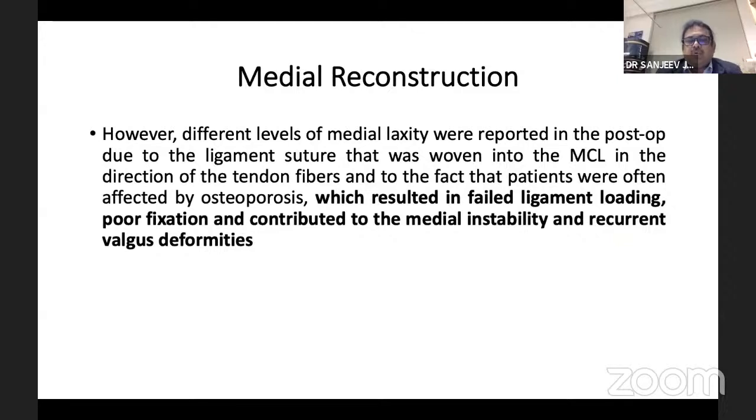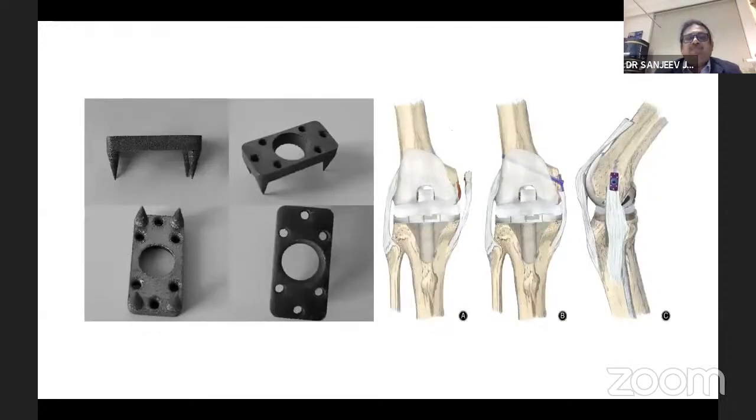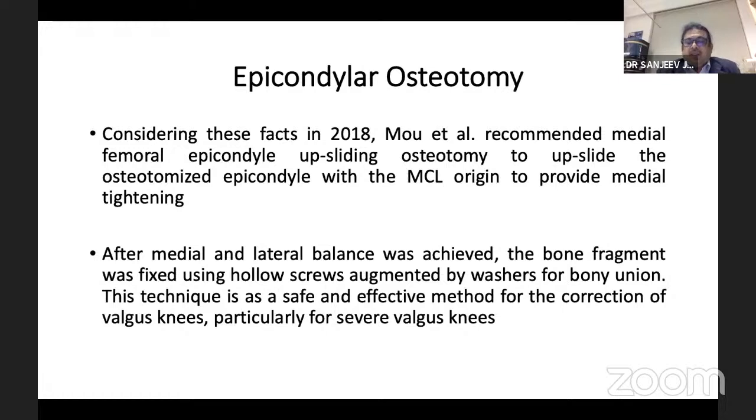But in osteoporotic bone, it remains a challenge or a problem, and that can lead to a failed procedure or recurrent valgus deformities. And this is the kind of implant or screws that has been recently described, which can give a better fixation, and you can address the medial insufficiency using a normal implant as well. The medial epicondylar osteotomy, which is a sliding up osteotomy, has been described, and which also provides an excellent correction to deal with this form of insufficiency.